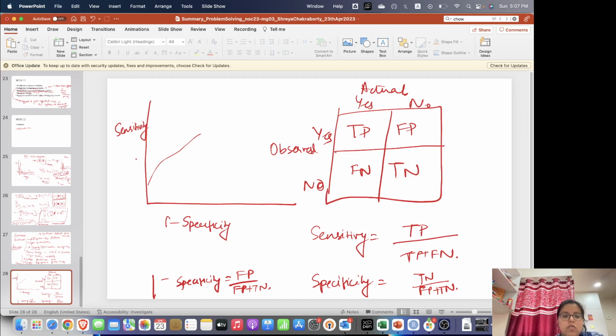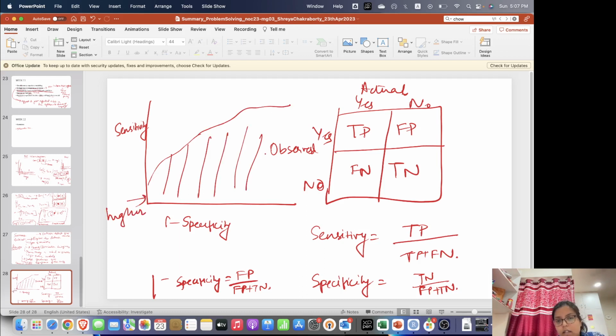So this is the true positive rate and this is the false positive rate. So we get this ROC curve, we get the area here. The higher the area under this curve is, the more accurate our results will be.